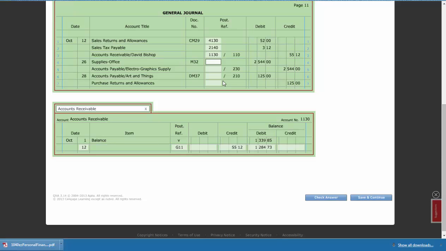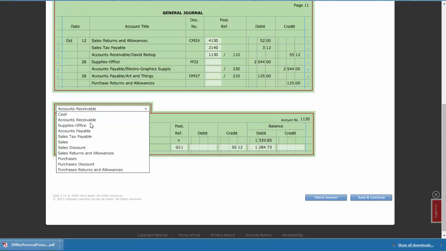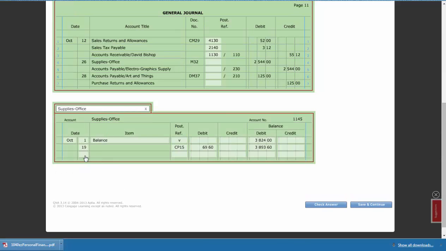The fourth, we're going to post a supplies office. And this transaction truly is we bought supplies on an account. So we have to increase the value of our supplies by $2,544. That's a lot of supplies. So now I have supplies worth $6,437.60. And then account number 1145 goes back up top.